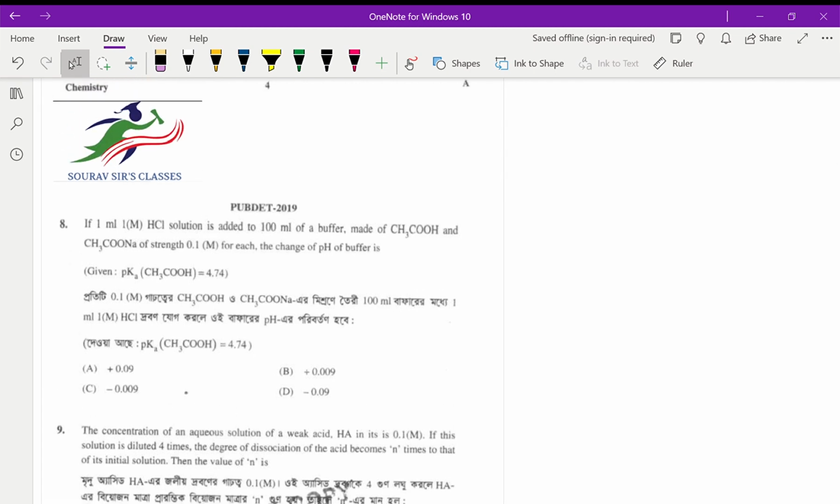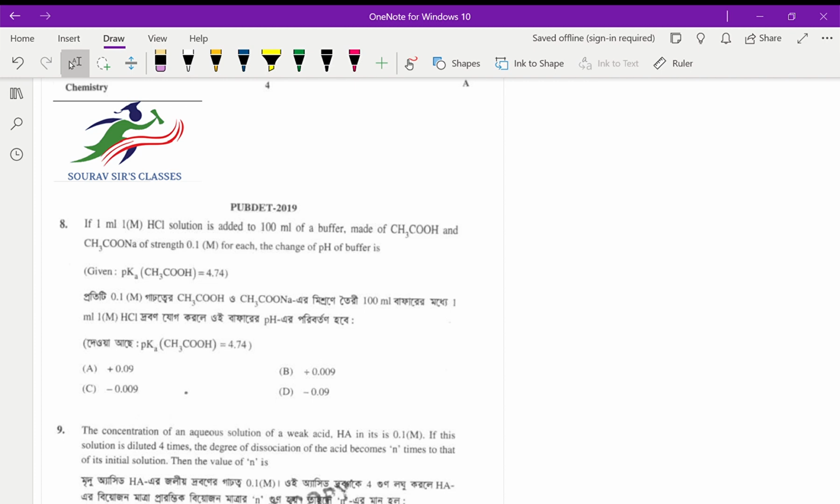Okay, we are solving the PUBDET paper 2019. Now, here the question number 8 says: if 1 ml of 1 molar HCl solution is added to 100 ml of a buffer made of acetic acid, that is CH3COOH, and sodium acetate of strength 0.1 molar for each, find the change of the pH in the buffer. The pKa of the acetic acid is 4.74.